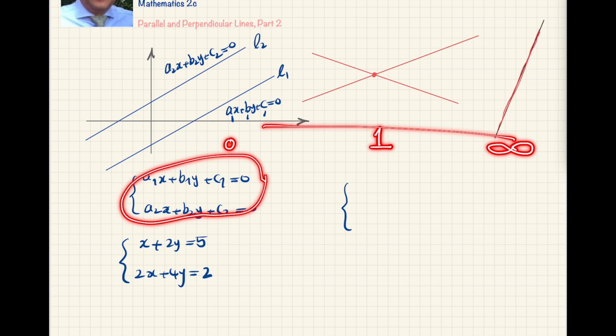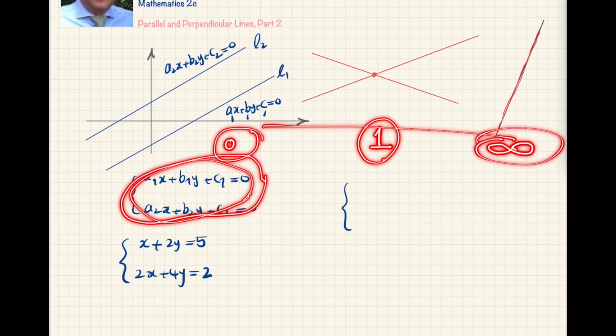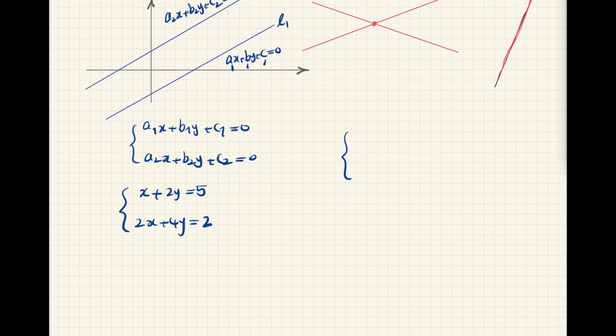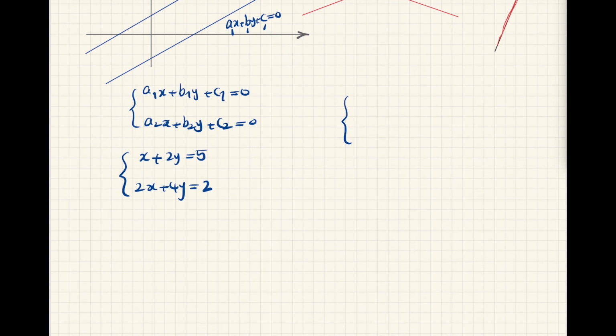So now immediately you realize, for a system of two equations in two unknowns, there are only three possibilities. Either my system doesn't have any solution at all, or it has exactly one solution, or suddenly it has infinitely many solutions. Nothing in between. 0, 1, infinity. So is that understandable, what's going on? Yes. Okay.